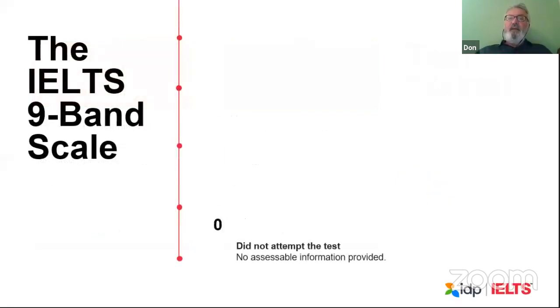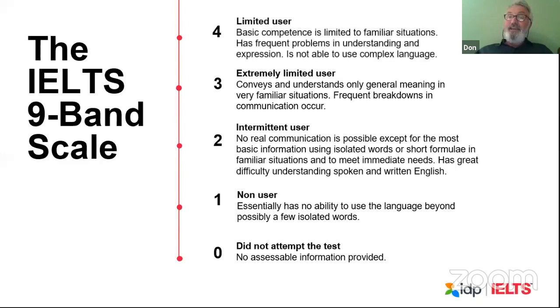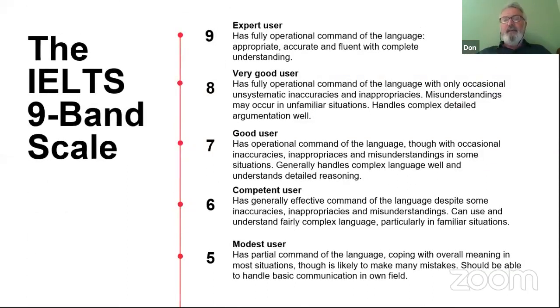Okay. If you can understand me, you are not any of these people. A 0 person who gets a 0 in the test did not go to the test. A 1 is someone who does not have any English. A 2, just a little bit of English. A 3, a little bit more. A 4, only very basic English. You are probably here, around about a band 5, a 6, a 7, an 8, or a 9.